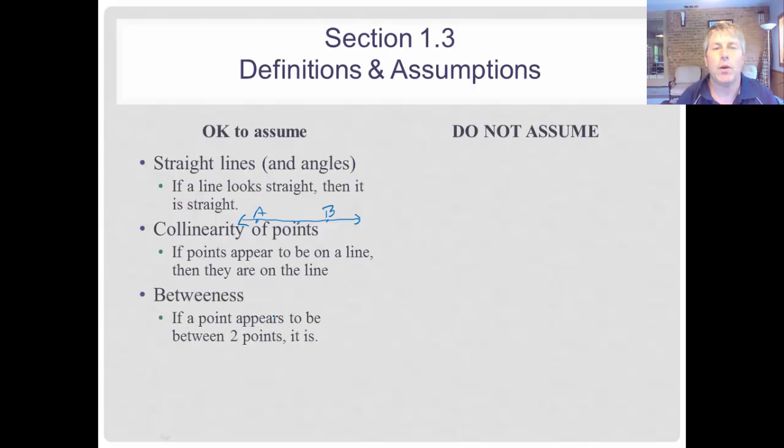Betweenness: if a point appears to be between 2 points, it is. Same thing. Up here, C, as long as it's on the line, is going to be between A and B.